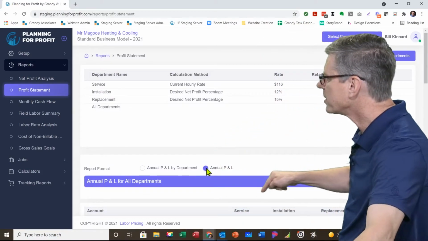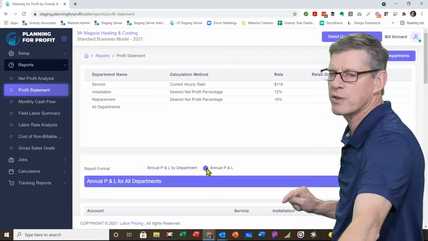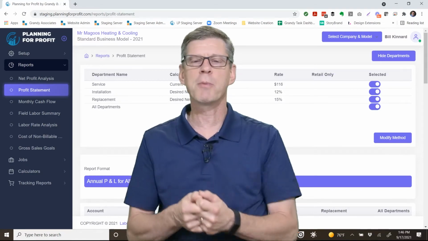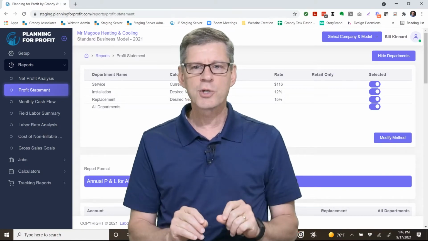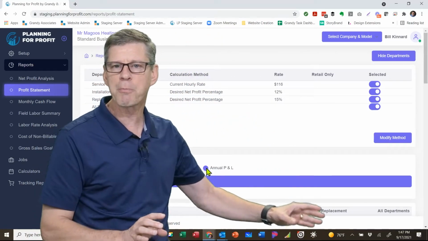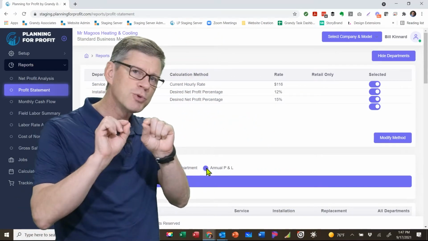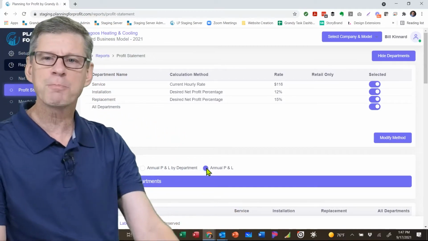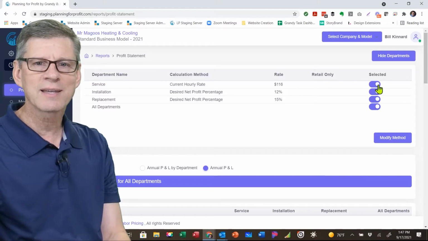Last item regarding the display that I want to point out, let's go back to our annual P&L, where we show each individual department next to each other. But let's say you want to just show two departments side by side, and that's it. So maybe there's one guy that's managing both my install and my replacement departments, and I want to show just the P&Ls for those two departments. I can do that by simply clicking on the selected column here.